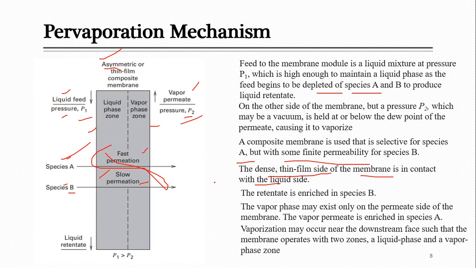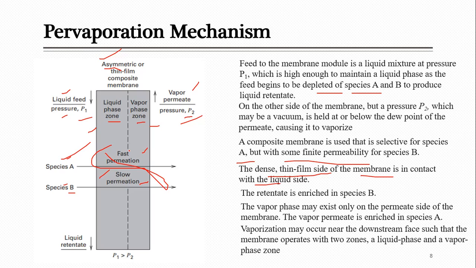So when this A, which is in liquid form, diffuses through the membrane, even inside the membrane there are two zones, a liquid phase zone and a vapor phase zone. What does this mean? When it passes through this membrane, it will exist in liquid form up to some point, but later it will get converted to the vapor phase.